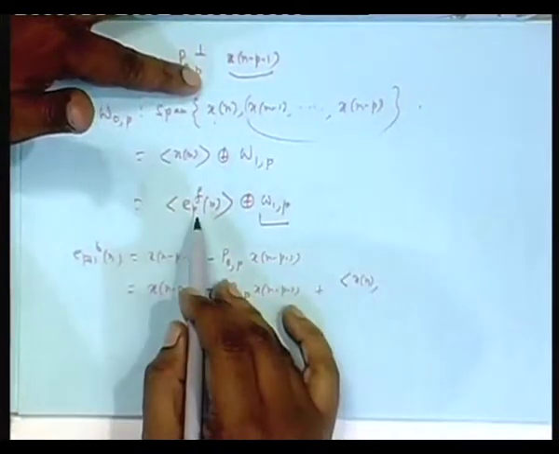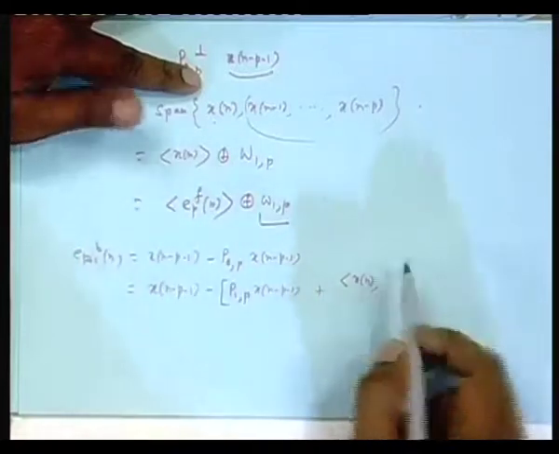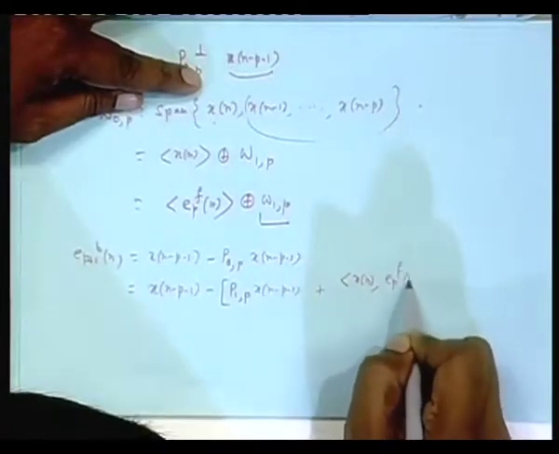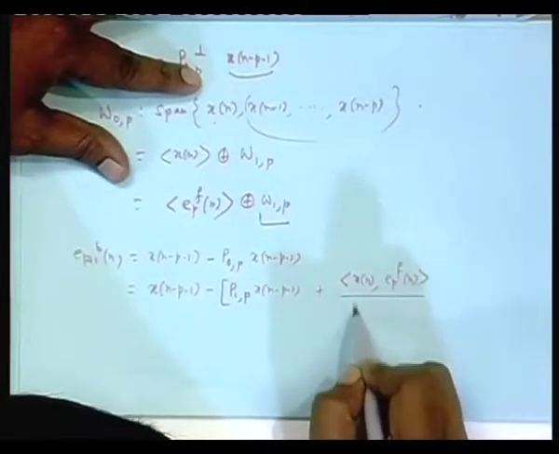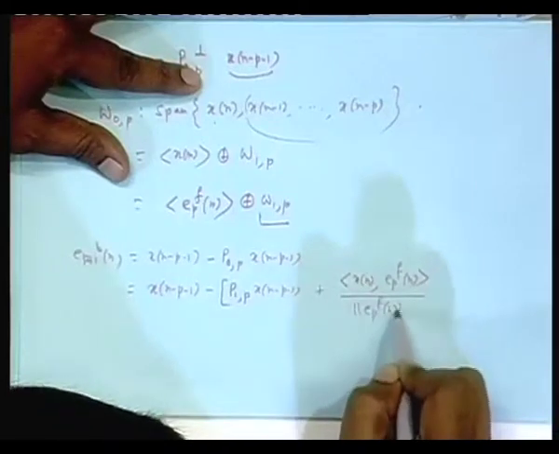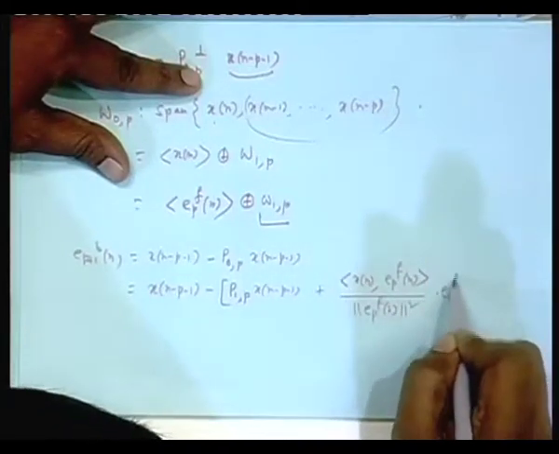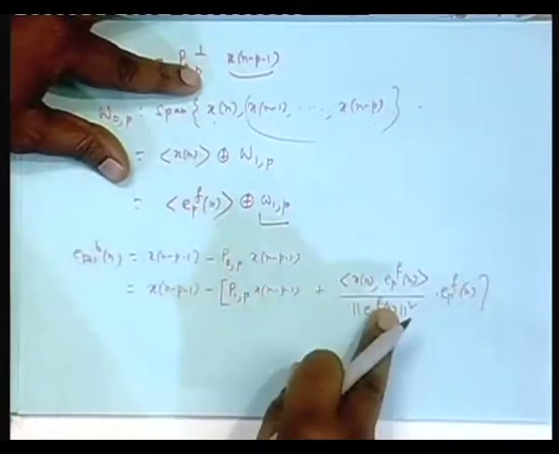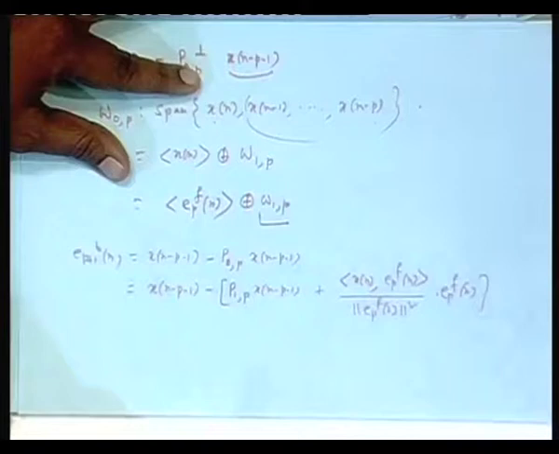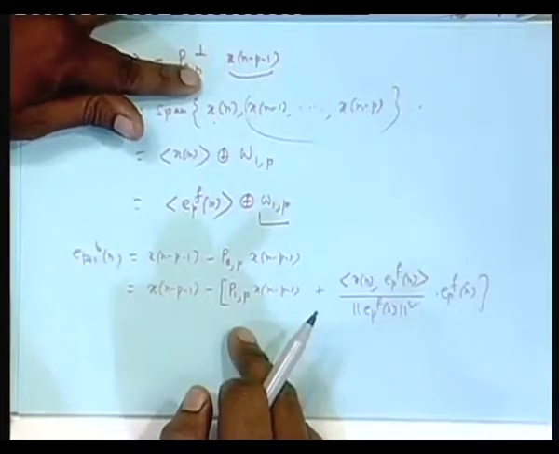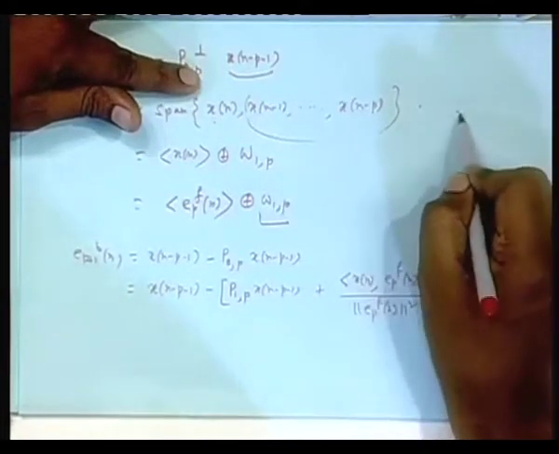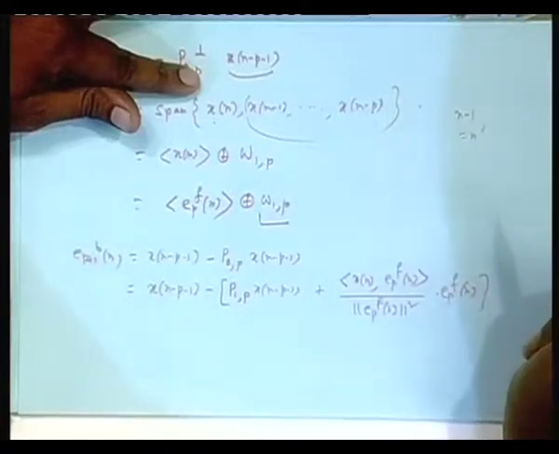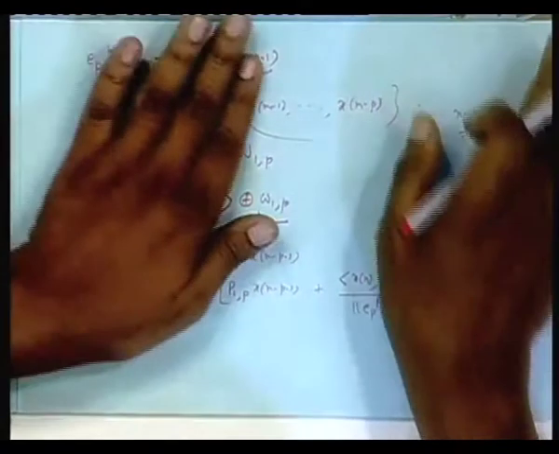So, x n projected on this. So, x n with this guy inner product, divided by norm square of this guy, into this guy. Pretty simple, projected on this: x n with this by norm square, divided by norm square, into this guy. Now, here again, if you call n minus 1 as n prime, then look at only this part.